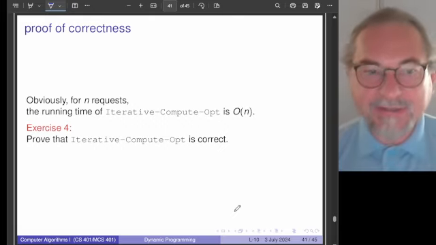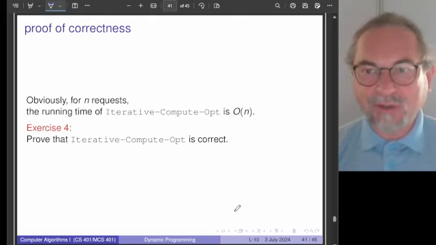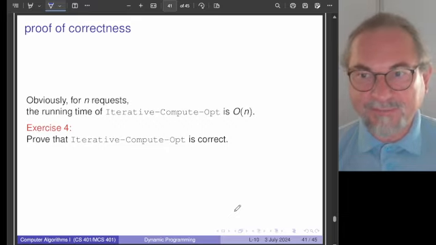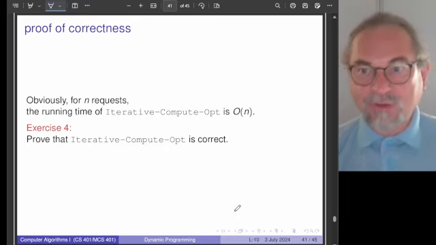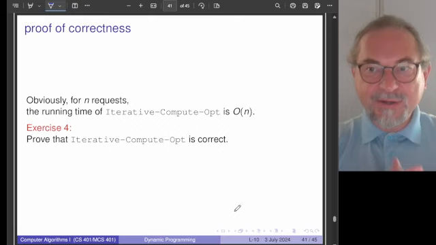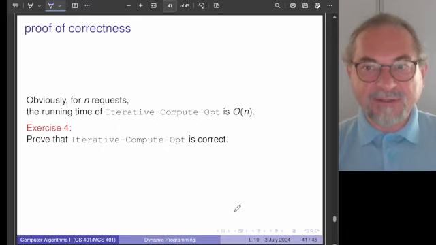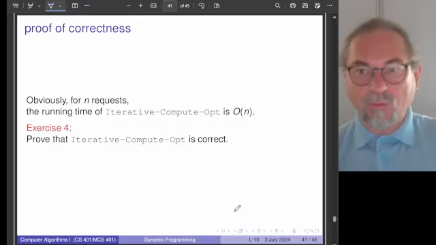Obviously, it's a linear time algorithm. Prove that this iterative compute opt is correct. This would also go by induction. If the previous j minus 1 values are correct, then the jth value will be correct.